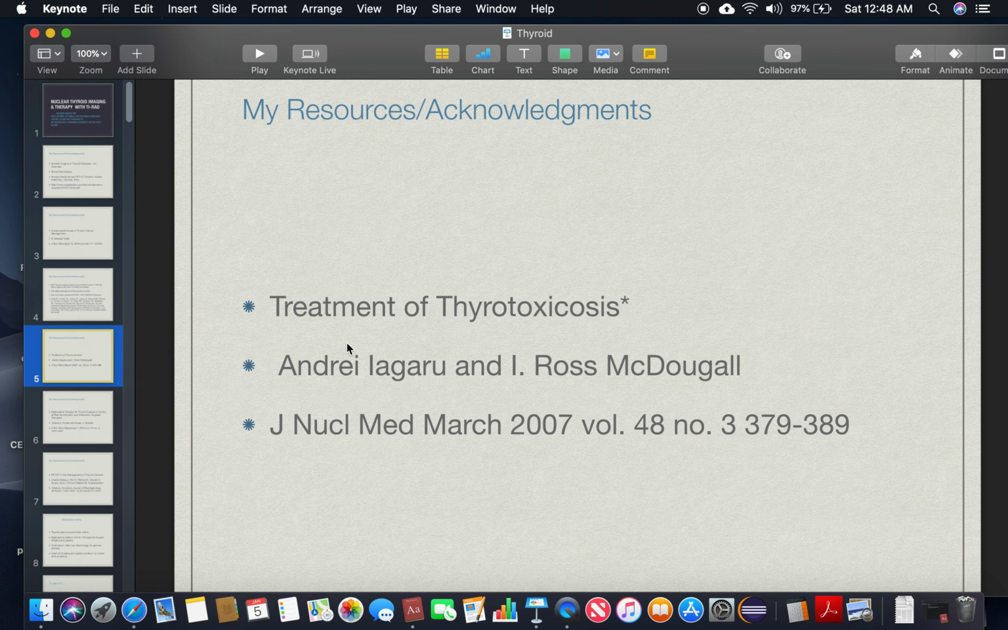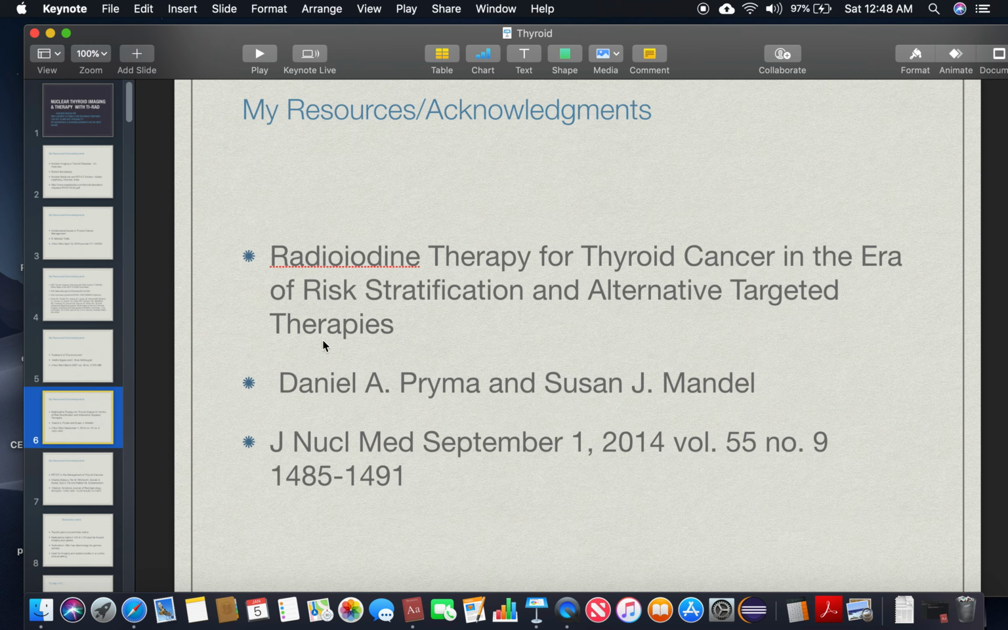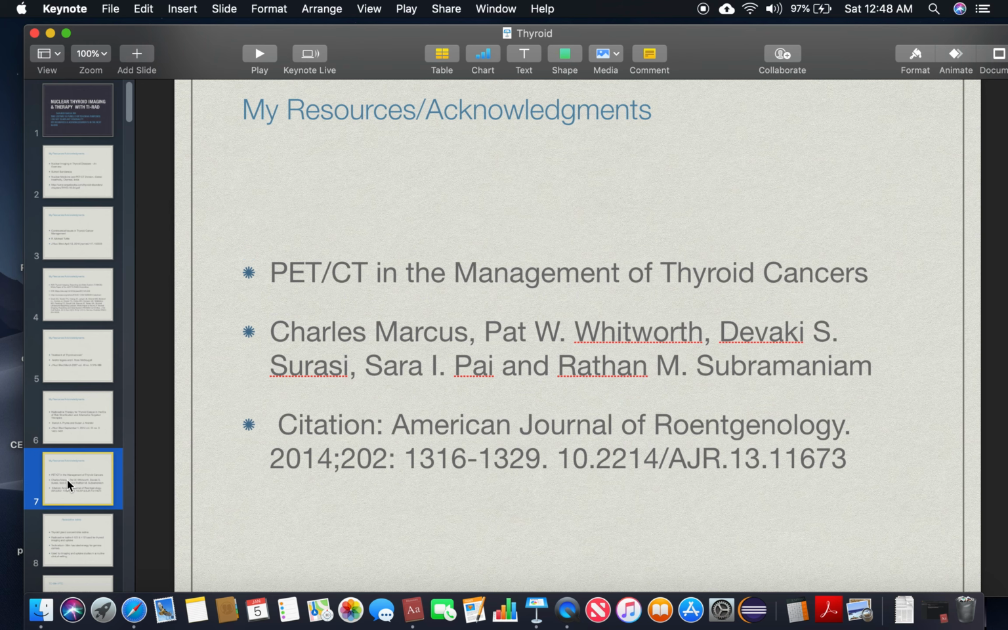Treatment of Thyrotoxicosis by Iagaru and McDougall, Journal of Nuclear Medicine. Radioiodine Therapy for Thyroid Cancer by Pryma and Mandel in the Journal of Nuclear Medicine, and PET-CT in Management of Thyroid Cancer by Marcus et al. in the American Journal of Roentgenology.